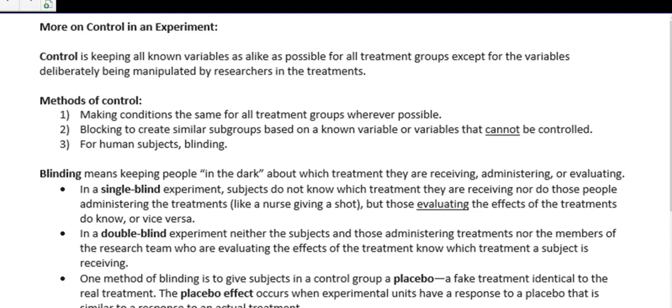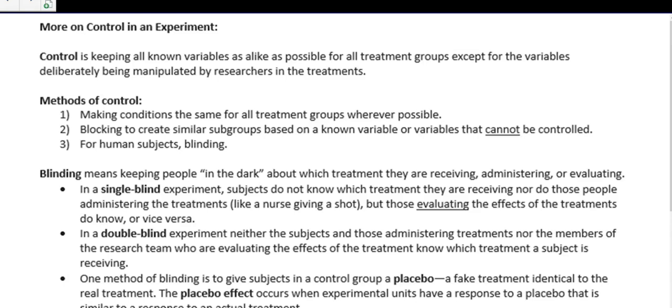Methods of control include making conditions the same for all treatment groups wherever possible. If not possible, and we know of another variable that might influence the response variable that we can't control, then we can block. So blocking creates similar subgroups based on a known variable or variables that cannot be controlled, like the variety of tomato plant or the store that we bought them from.